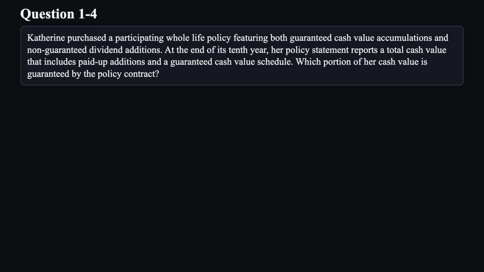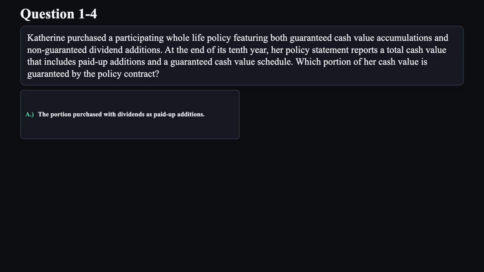Question 4. Catherine purchased a participating whole life policy featuring both guaranteed cash value accumulations and non-guaranteed dividend additions. At the end of its 10th year, her policy statement reports a total cash value that includes paid-up additions and a guaranteed cash value schedule. Which portion of her cash value is guaranteed by the policy contract?